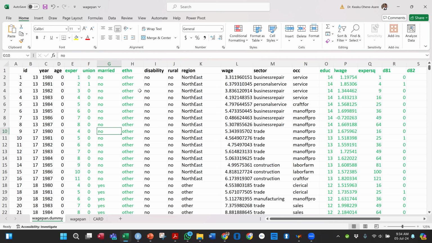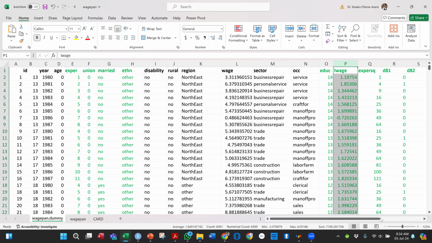Next. The experience is there. The experience square is also there. Remember, this is experience, how many years. Then we took the experience square. You're going to see why. And then you have the wage. This is the wage. And then we took the log of the wage, which is L wage. You will also know why.